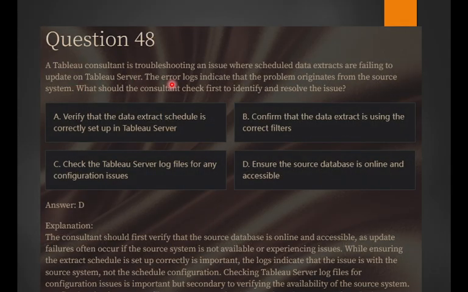A Tableau consultant is troubleshooting an issue where scheduled data extracts are failing to update on Tableau Server. The error logs indicate that the problem originates from the source system. What should the consultant check first to identify and resolve the issue? So here option D is correct. Ensure the source database is online and accessible. We need to check this first, as update failures often occur if the source system is not available or experiencing an issue.